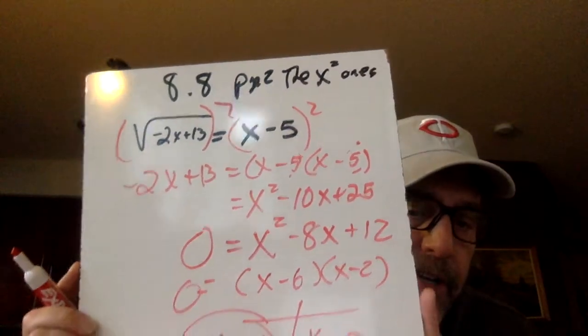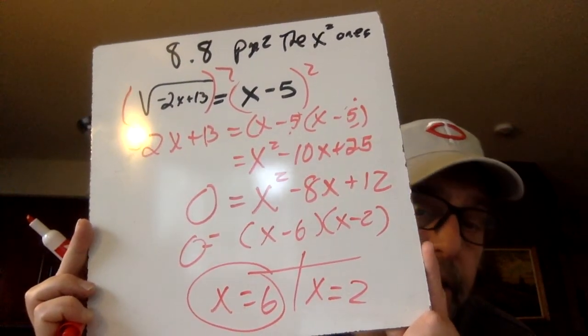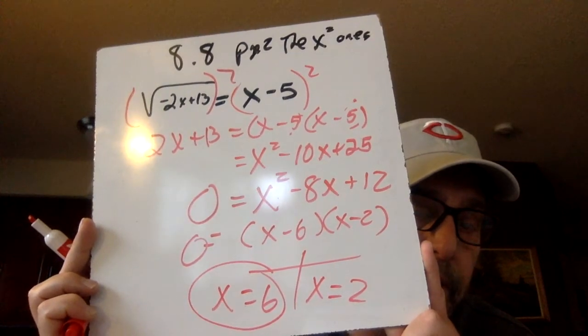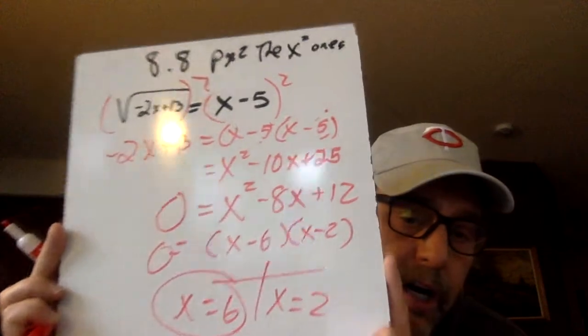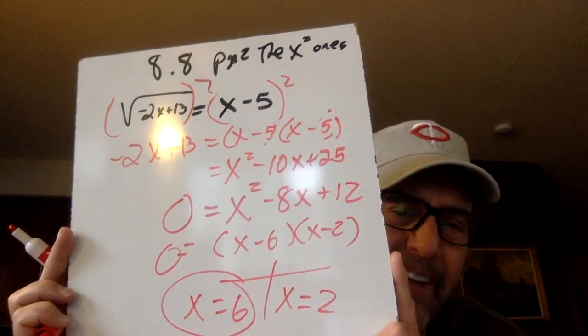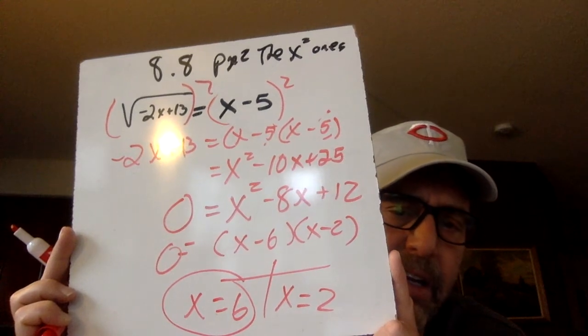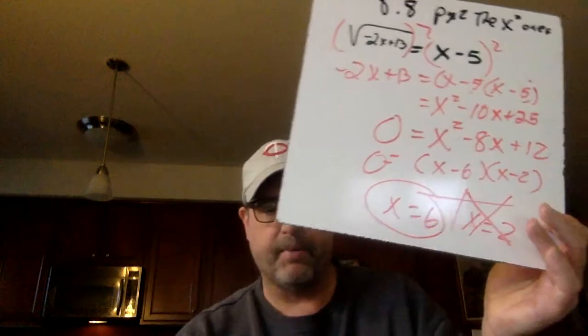Way back in the original. -2 times 2 is -4. -4 plus 13 is 9. Square root of 9 is 3. 2 minus 5 is -3. What? Square root equals negative? No, it doesn't. That is called extraneous.